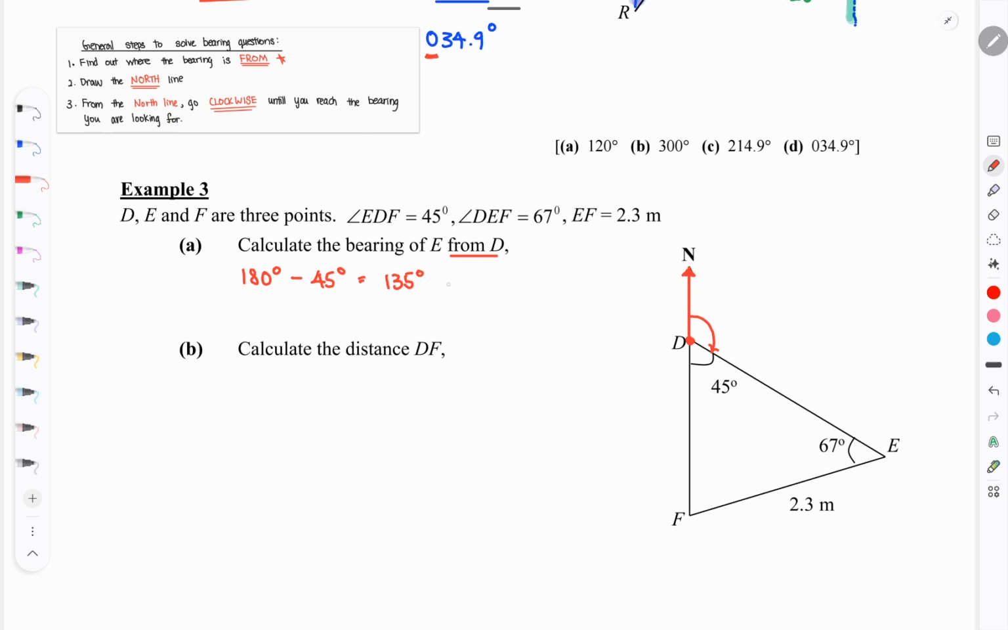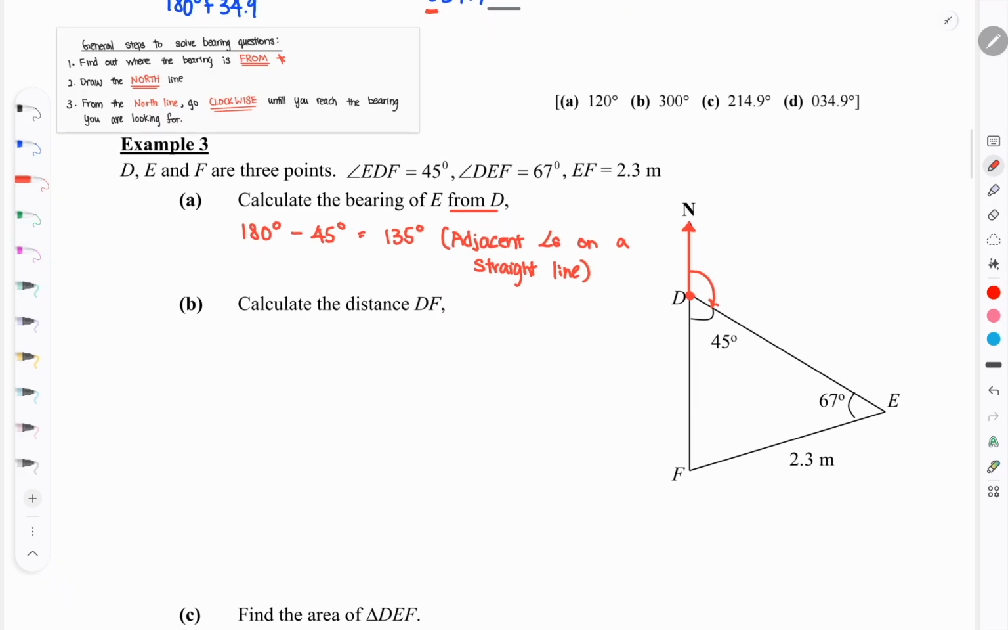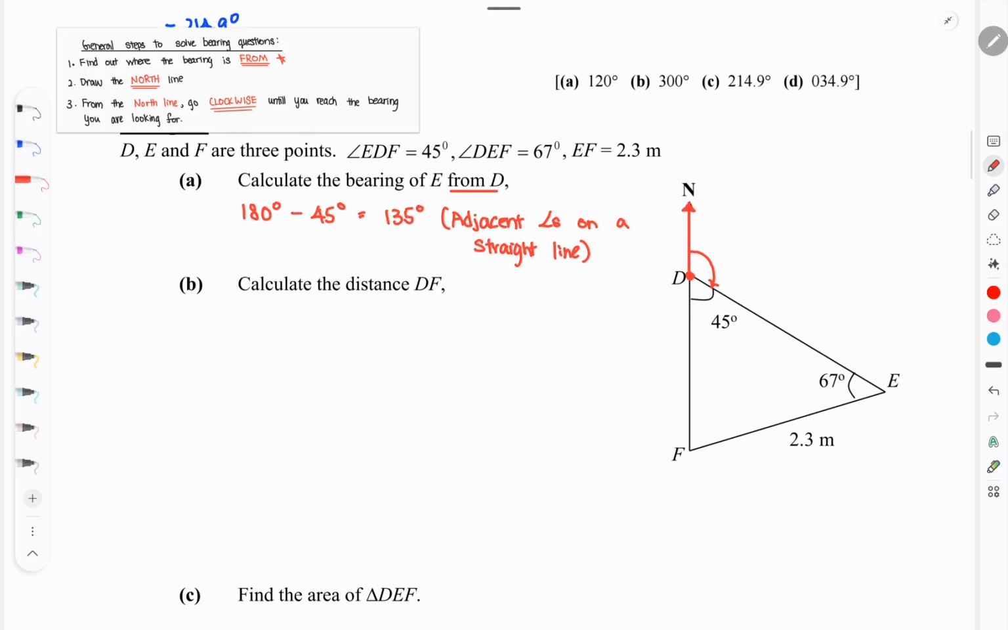Okay, for those who don't know how I get this, it is just adjacent angles on a straight line. Okay, part B. Calculate the distance of DF. Okay, so where is DF? So DF is this one, highlighted in green.